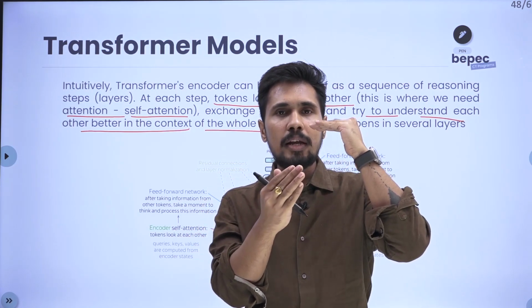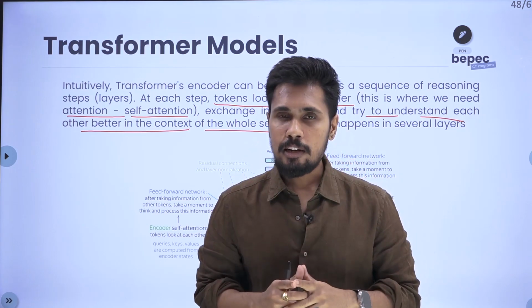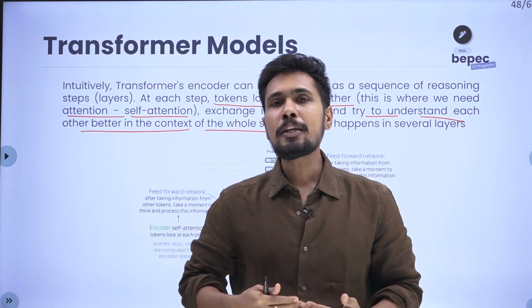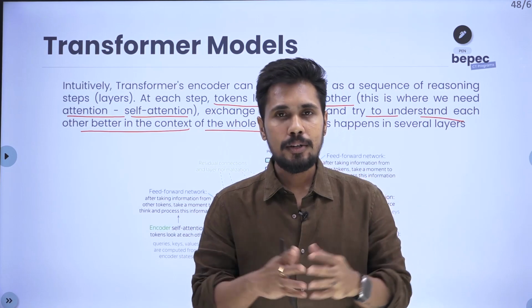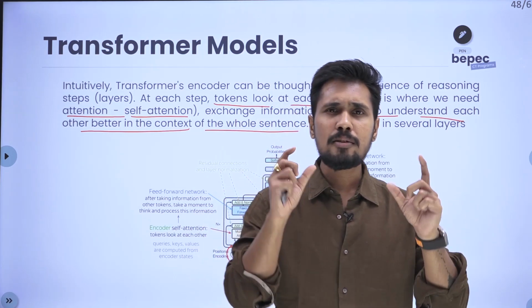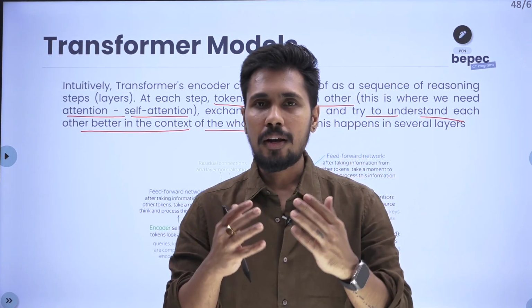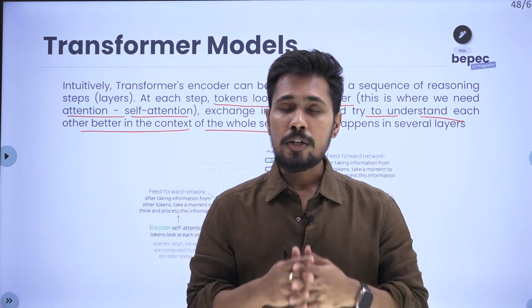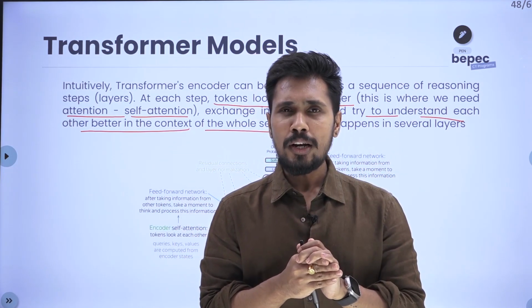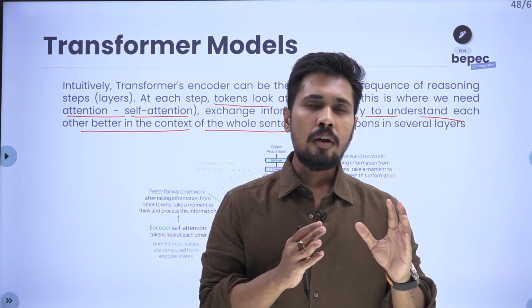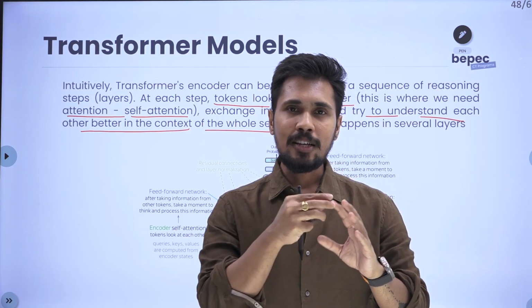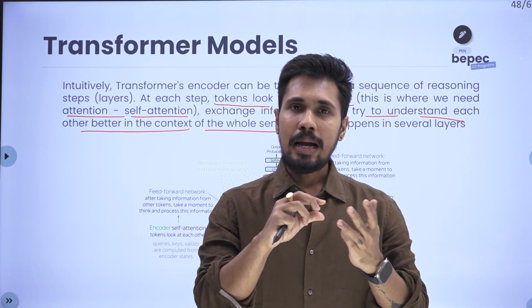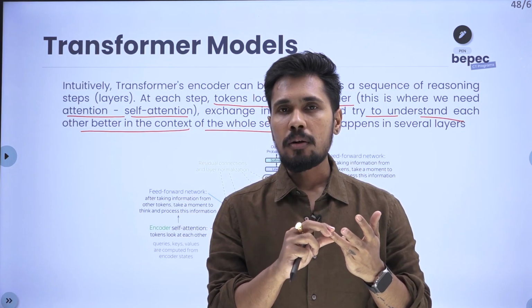If it is happening at only one layer, we call it self-attention. If it is happening at multiple layers, we can say multi-head attention. So let's dig deeper into that. Before we get deep into transformers, as I said, there are three things we need to understand: self-attention, then multi-head and masked multi-head attention, and next we need to know about layer normalization.